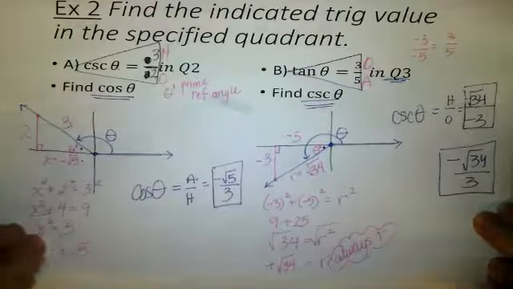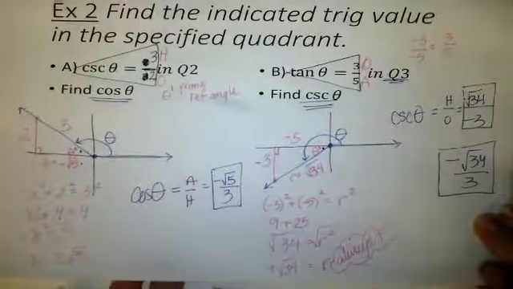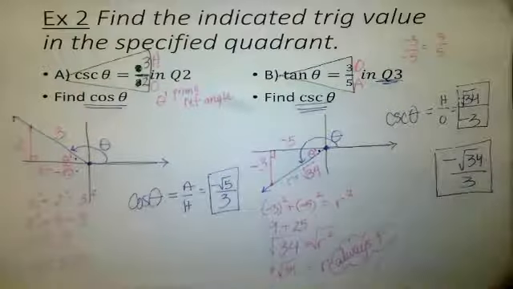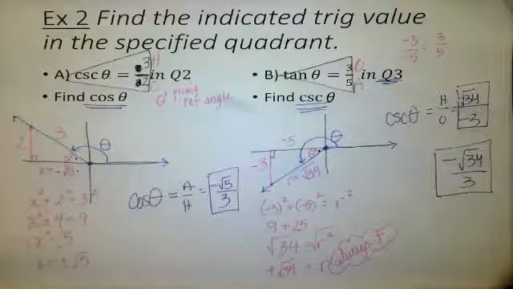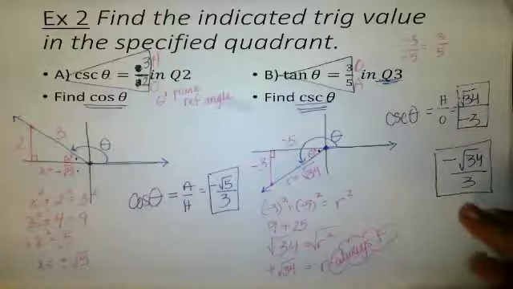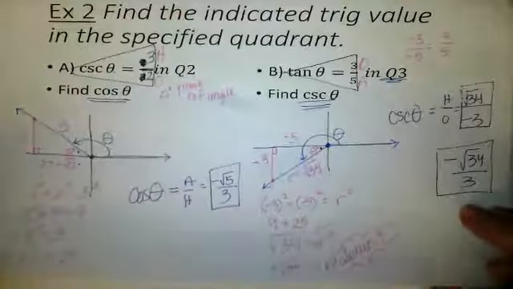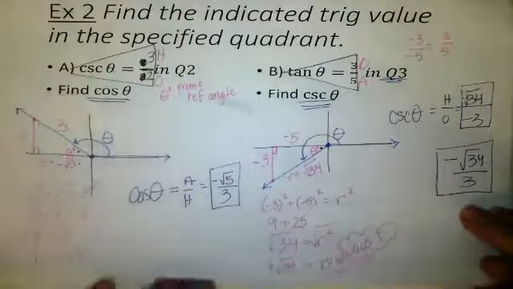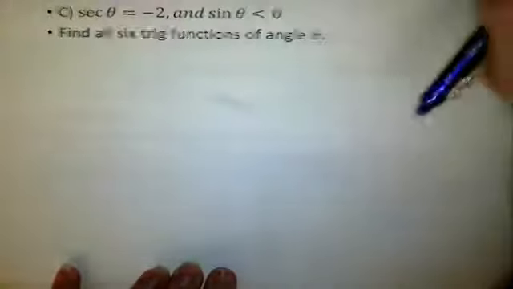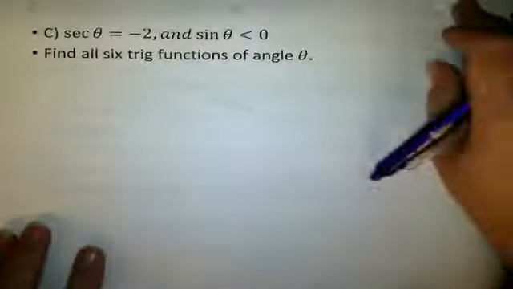One more. Questions on these two? Yeah, right? It's the Pythagorean theorem. Drawing pictures. Really good. Good stuff here. So I told you, the Pythagorean theorem is like 90% of trig. All right, here we go. Last one.